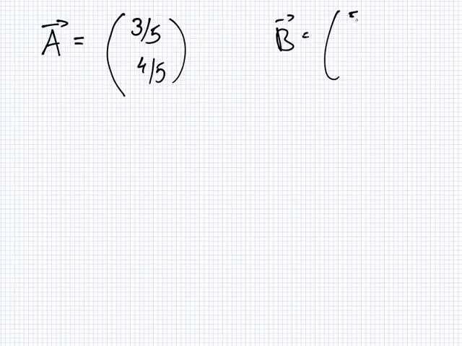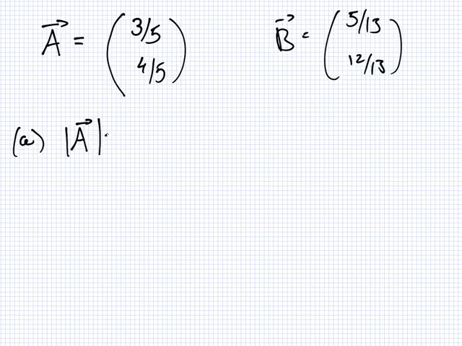Let's say A is, I don't know, (3/5, 4/5), and B is (5/13, 12/13). Okay, so just to get things started as part A, I want you to calculate the magnitude of A first, and then part B, I want you to calculate the magnitude of B, just to get started.